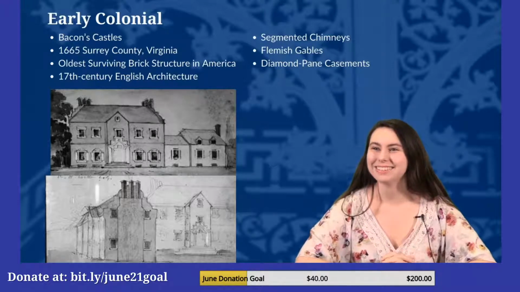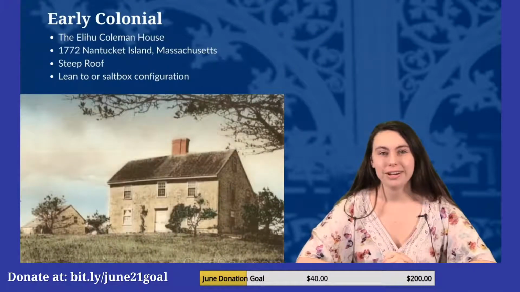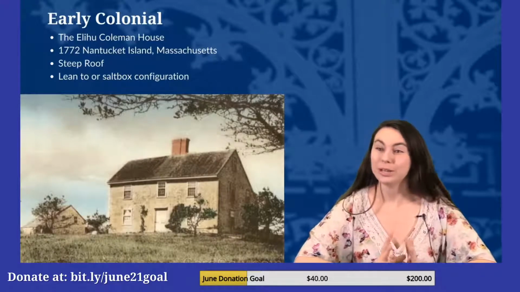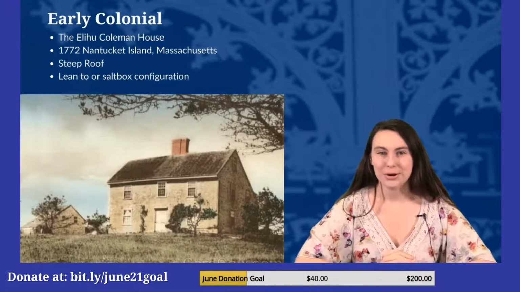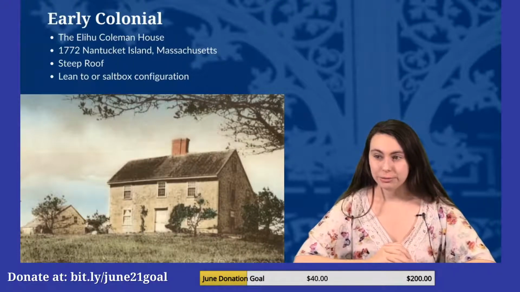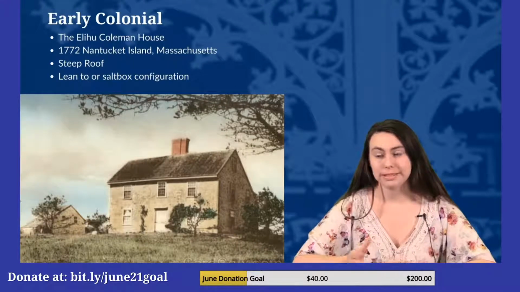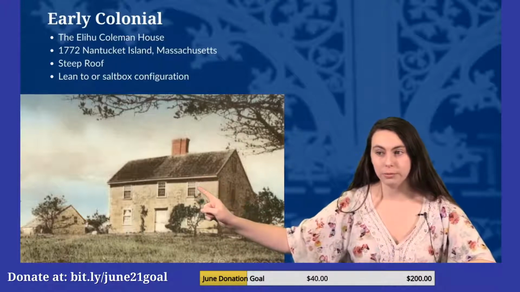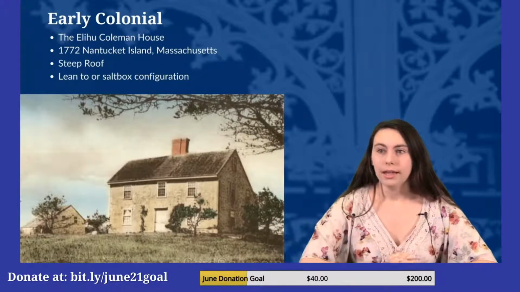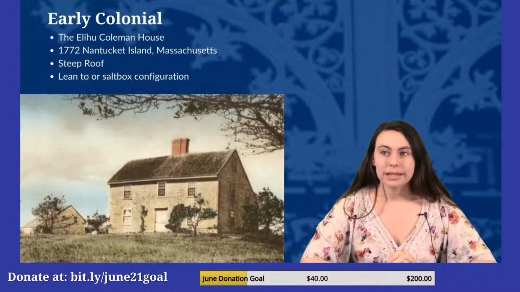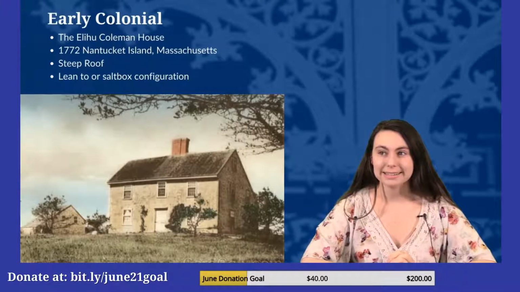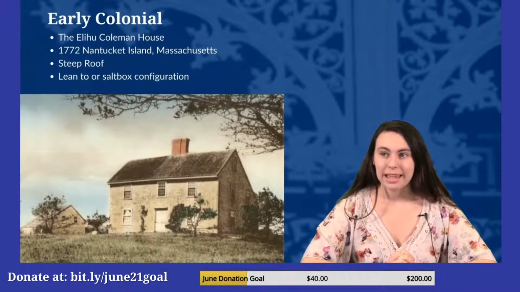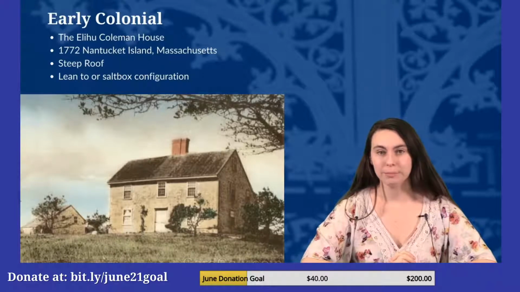All right, now we can go to the next one. Here we go. So here we have a very plain, very traditional early colonial. Steep roof line, center chimney. This is a 3/3, which means you have a center hall, but then you have only one window per room. So this is the Eli Coleman House, and it was built in 1772, Nantucket Island, Massachusetts. It also has the lean-to or saltbox configuration, which is very popular in New England.